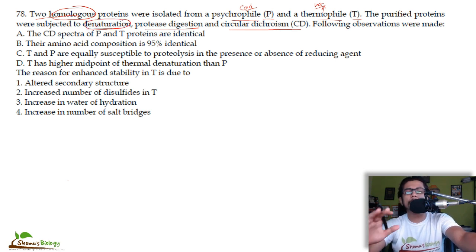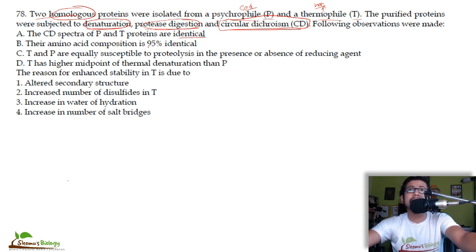Denaturation means we are going to open up the structure of the peptide, even if not down to the primary sequence, at least the tertiary structure should be broken down into secondary structures. Protease digestion can help us understand how different fragments of amino acids are generated. And circular dichroism, CD, helps us to understand any change in the protein conformation. So now the observation: the CD spectra of P and T proteins are identical.